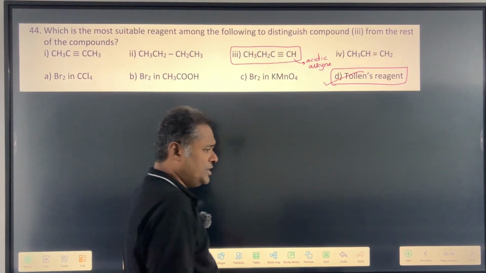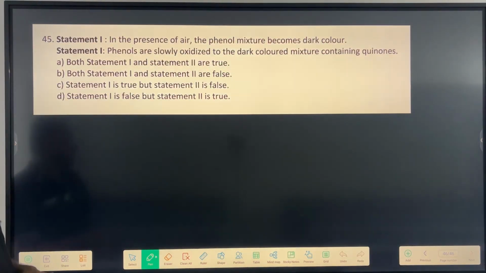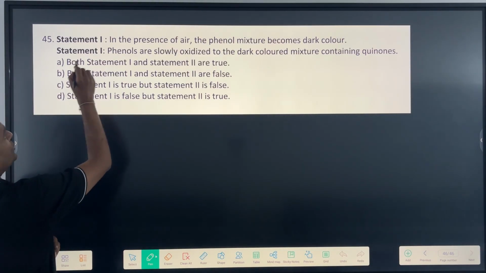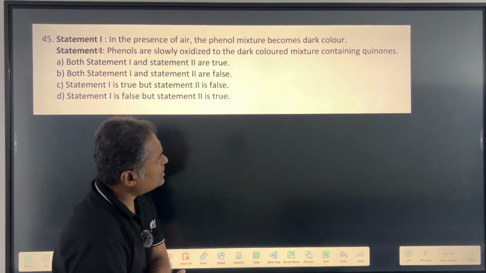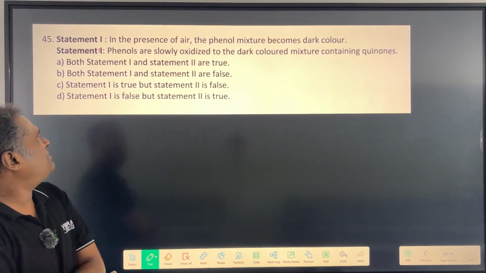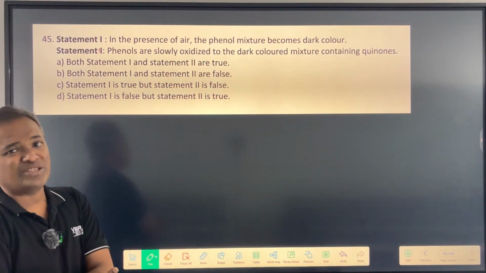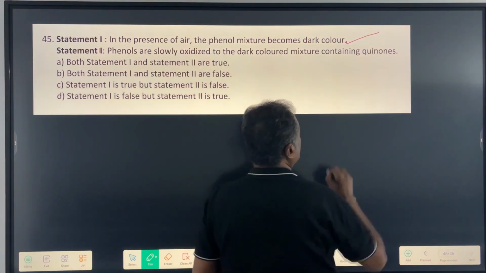Correct? Now let's proceed to the last question we have, child. This question is again statement 1 and 2. In presence of air, the phenol mixture becomes dark in color. Whereas statement 2, phenols are slowly oxidized to a dark colored mixture containing quinones. Basically, child, when you see a phenol and keep it in open air, it slowly changes color and becomes dark. That means this statement is correct. But now the question is, why does it become dark?